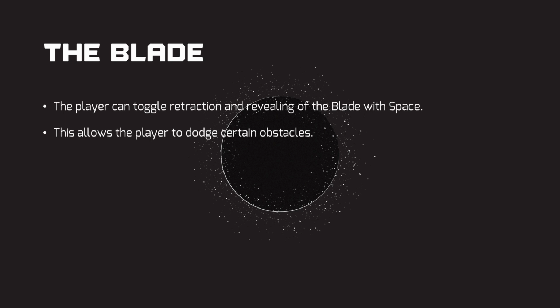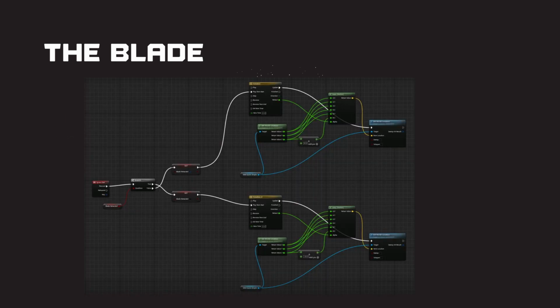Inside the top half of the blade speeder. And if you press space again, the blade will reveal itself and come back down. And this is a pretty unique mechanic. In practice, this will allow the player to dodge certain obstacles. So this is how this works.